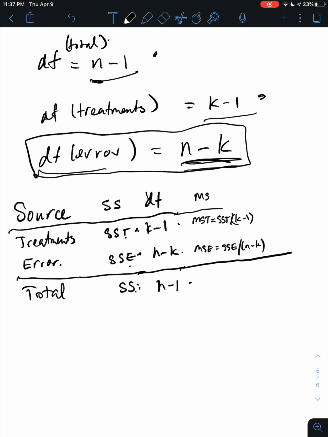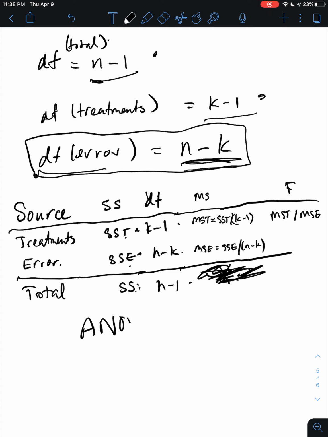Okay, so that is an MS column. There is no sum down here, so this is just nothing. It doesn't make sense to add the means up. And finally, there's this quantity mysteriously called F. I will explain that in a second. F is MST divided by MSE. Okay, so this table is now complete. This is called an ANOVA table. And it's easy to remember how to put it together.